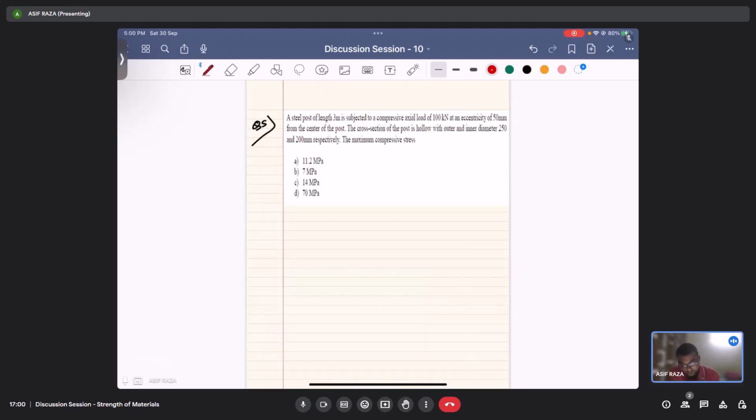Question number 5. A steel post of length 3 meter is subjected to a compressive axial load of 100 kN at an eccentricity of 50 mm from the center of the post. The cross section of the post is hollow with outer and inner diameter as 250 and 200 mm respectively. The maximum compressive stress is what? Options are 11.2, 7, 14 or 70. Okay, so this is also a circular shaft question.